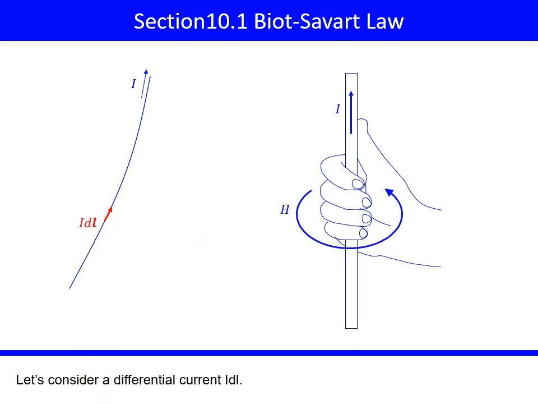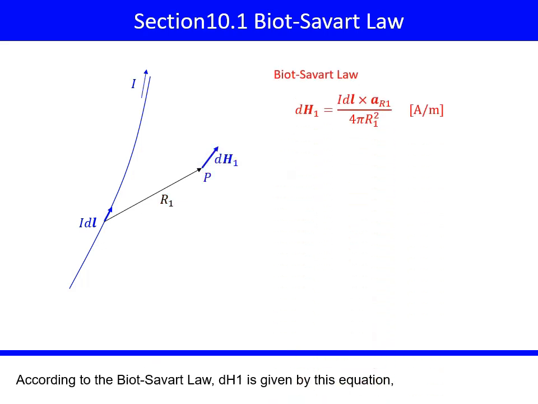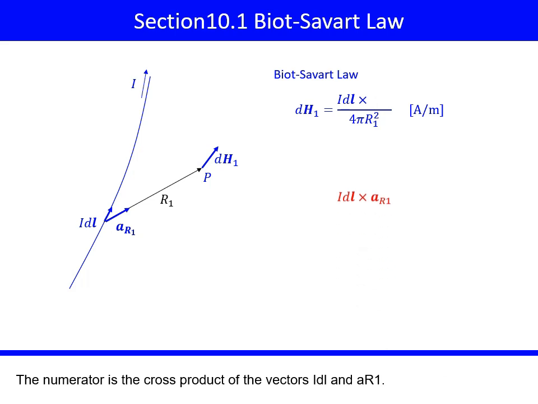Let's consider a differential current IdL. At point P, at a distance r1, let's denote the generated differential magnetic field strength as dH1. According to the Biot-Savart law, dH1 is given by this equation, where aR1 is a unit vector directed to point P from the differential current IdL. The numerator is the cross product of the vectors IdL and aR1.